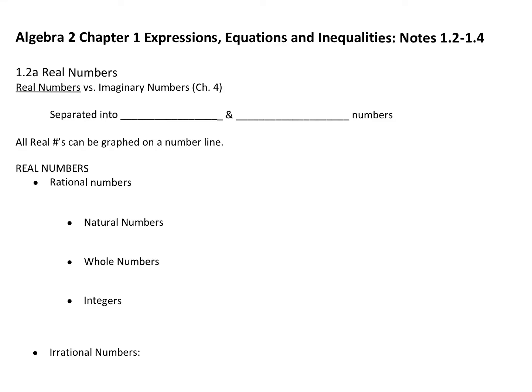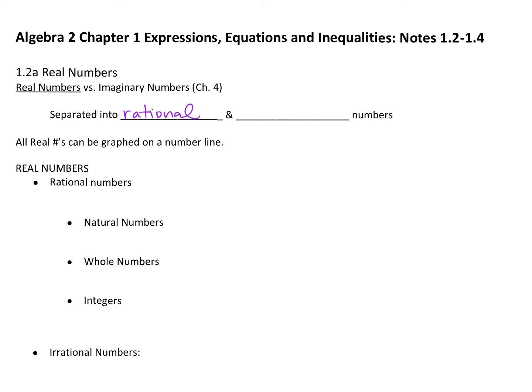Okay, so 1.2a, we are talking about real numbers. We will talk about imaginary numbers in chapter 4, but we're going to focus on the real right now. Real numbers get separated into two different categories, one of which is rational numbers.